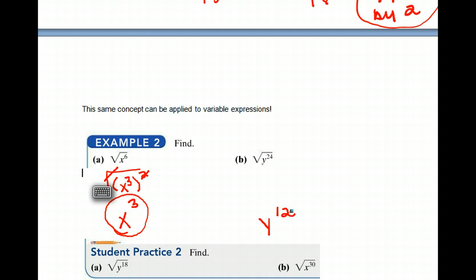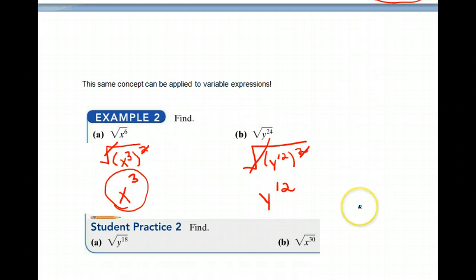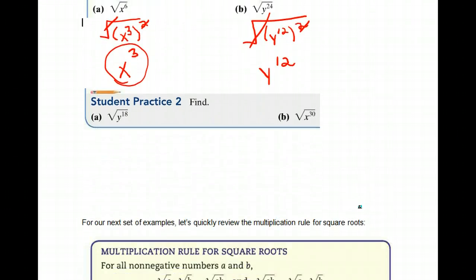I was able to get that so quickly by saying 24 divided by 2 is 12. If you prefer to show your work, you could have said, what number times 2 made 24? Well, it would be y to the 12th raised to the 2nd, and then we allow those to cancel. Go ahead and take a minute for me and do letters A and B.